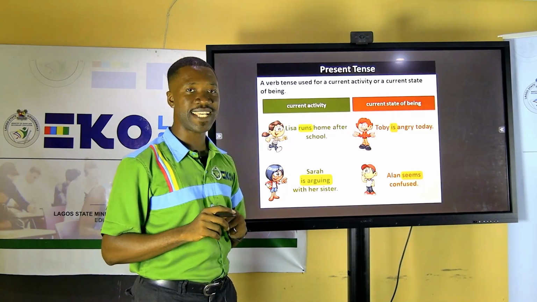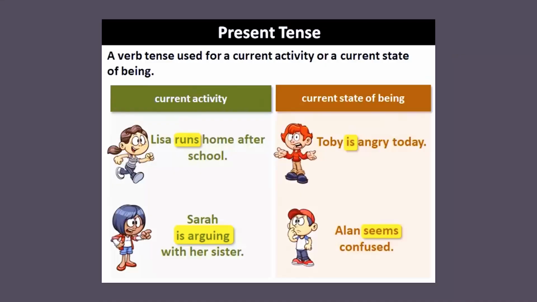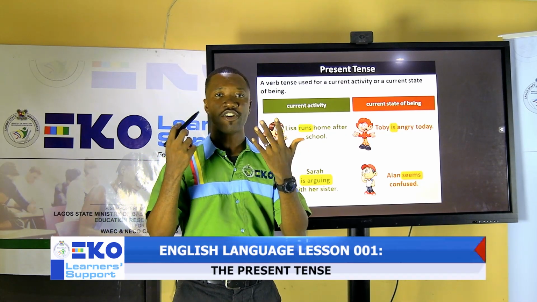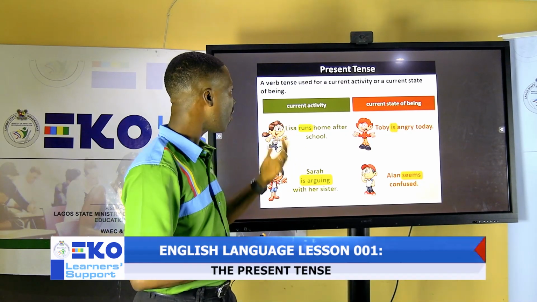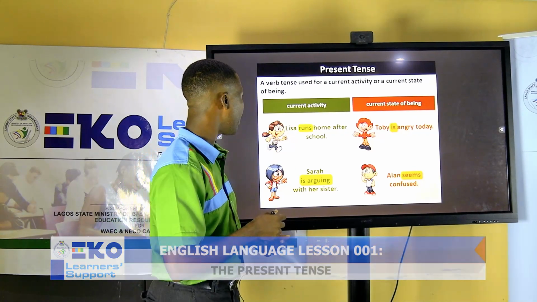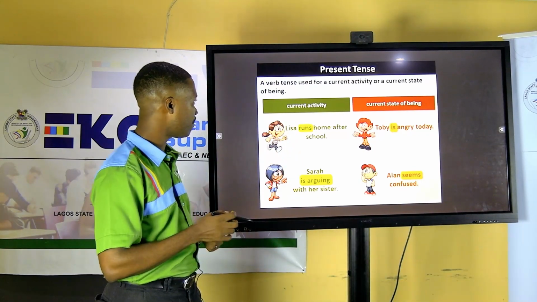When we say the present tense, what do we mean? A verb tense used for a current activity or a current state of being. That is the present tense. We are talking about a current state of being, a current activity, or an activity that is still in progress. Let's look at the examples on the board.